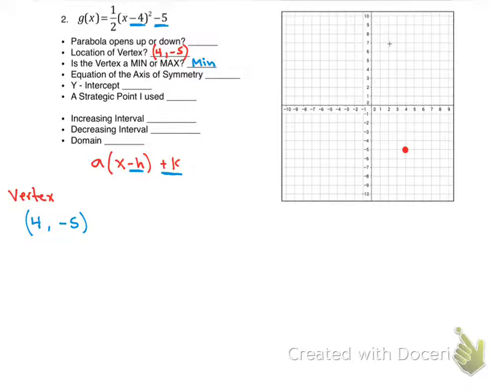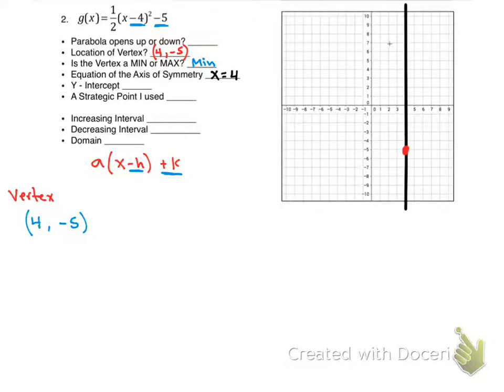Okay, now the equation of the axis of symmetry, or the line of symmetry, remember that goes straight down the vertex. The x value of your vertex is at 4. Okay, so let's say our line is right there. So keep in mind, remember that the axis of symmetry is always going to be x equals the x value of the vertex, which here we have 4.